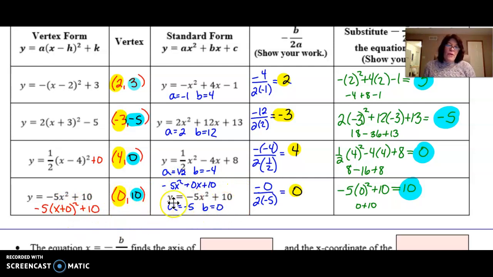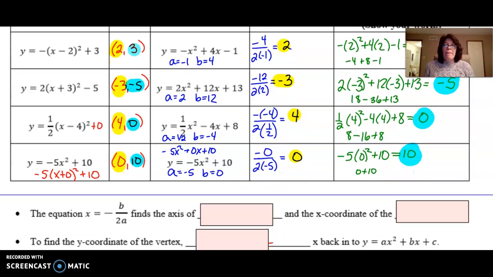So if I don't notice that here, I notice that b is 0. Well, I'm going to take 0 over whatever. Doesn't matter what I divide 0 by. 0 divided by anything is just 0. I put 0 in for x, and I get 10. Okay?